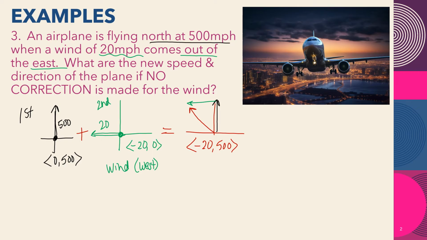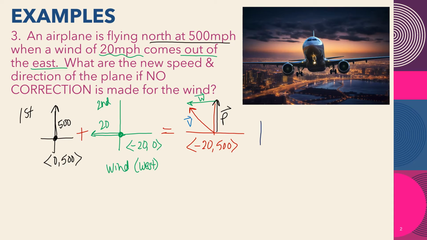Okay, so this one just says, what are the new speed and direction? Well, speed just means to find your magnitude. So I need to find the magnitude, and then I need to find the direction, which means the angle. Super easy. Let's go ahead and call this vector V. The resultant is the plane, vector P, plus the wind, vector W, gives us V, the sum of those two together.